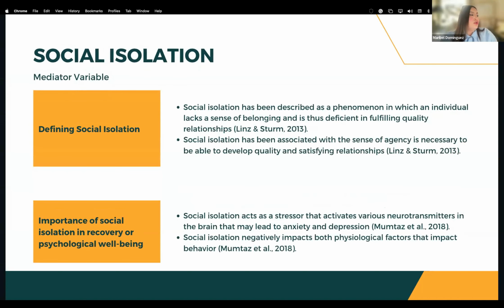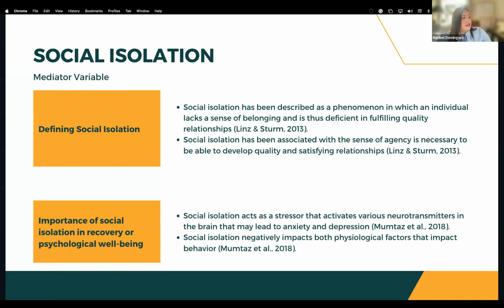And then we go to the second mediator variable from the different hypotheses. Social isolation has been described as a phenomenon in which an individual lacks the sense of belonging. And so it is deficient in fulfilling quality relationships. Social isolation has been associated with the sense of agency. That's like the autonomy of the individual that they need to be able to develop satisfying and fruitful relationships.